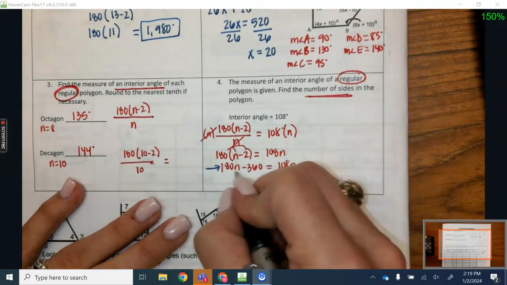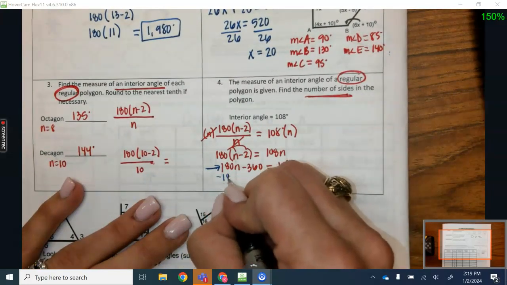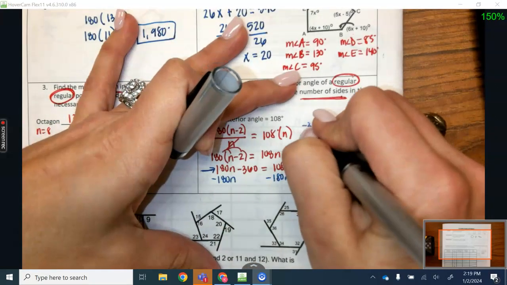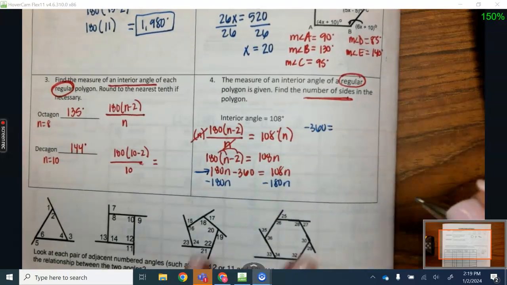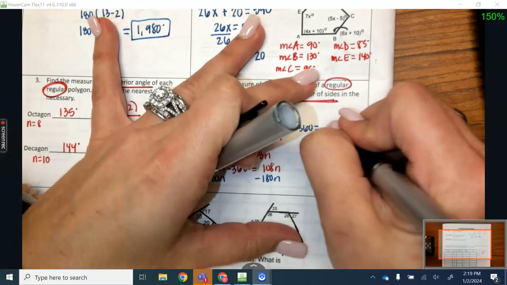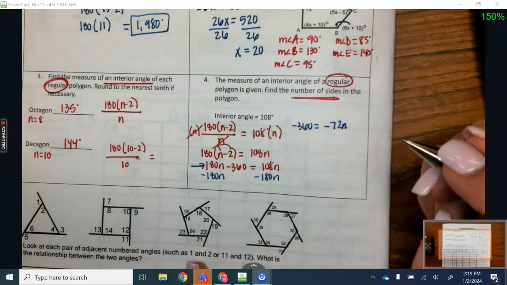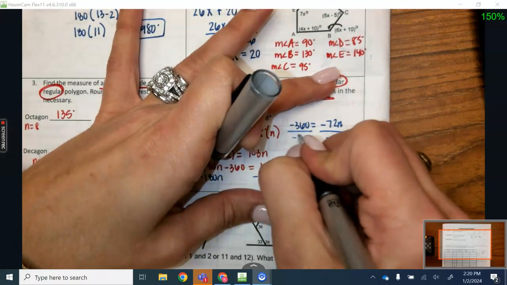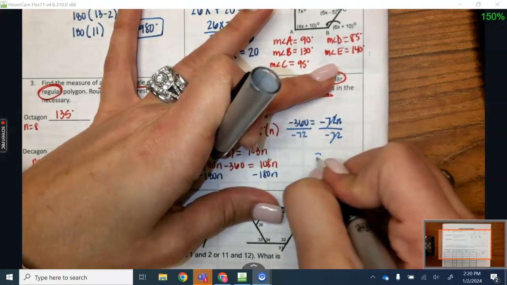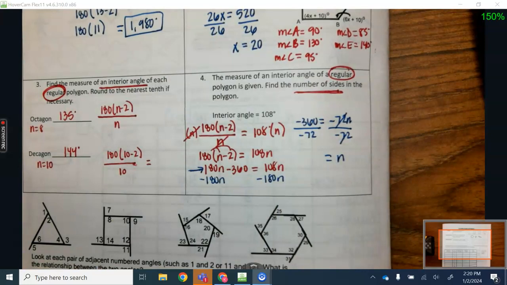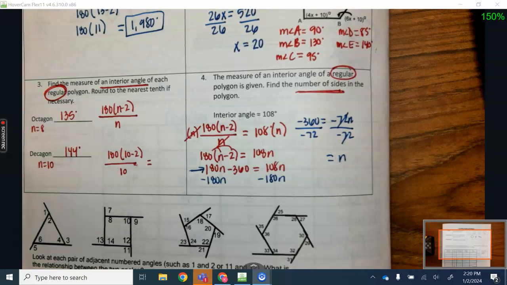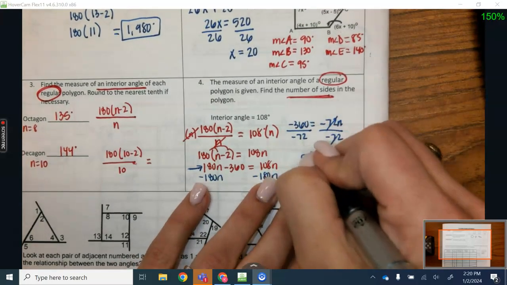Okay? I need to get my n's on one side, so I'm going to subtract 180n from each side. That gets me negative 360 is equal to 108n minus 180n, or negative 72n. I'm going to divide by negative 72 to get just n, right? If we're talking about number of sides, it should be positive, okay? So negative 360 divided by negative 72 would be equal to 5.